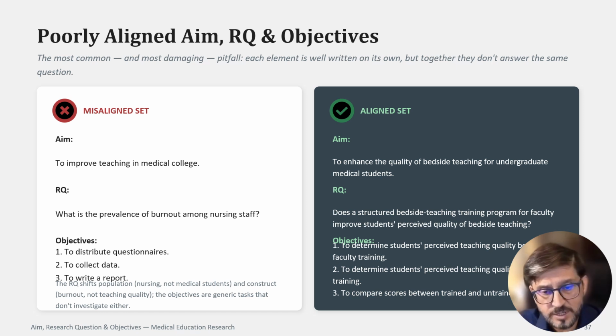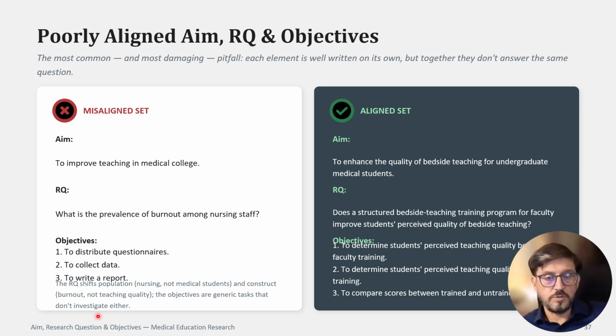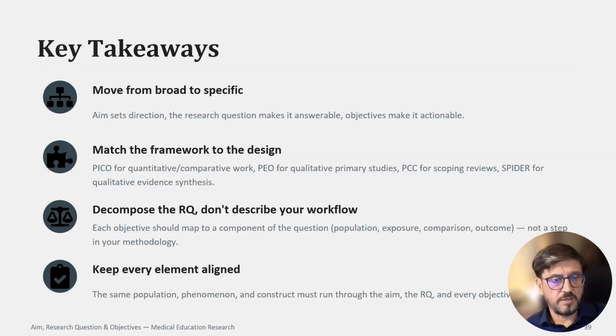Whereas in the aligned set, you can easily see that the aim is being addressed through the research question and objectives very clearly. These are my references, and key takeaways are: move from broad to specific, match the framework to the design, decompose a research question, please don't describe your workflow, and keep every element aligned.